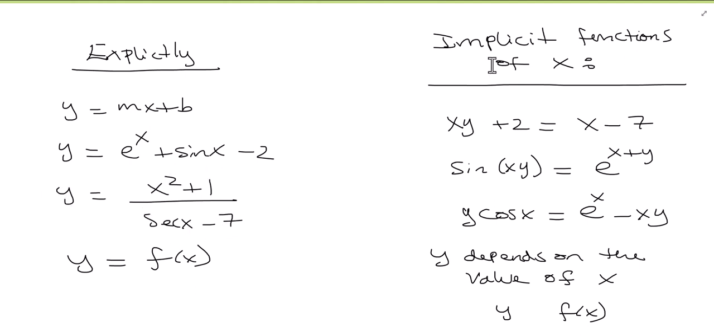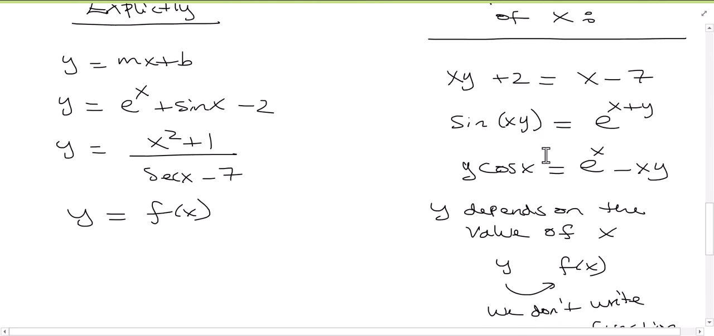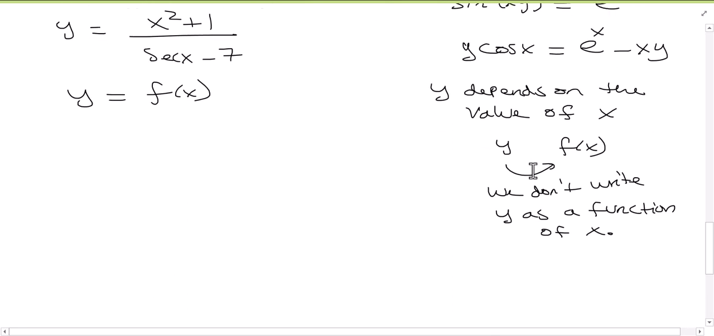But here, when things are implicitly functions of x, so I know y depends on x, but how do I find dy dx for these functions? Right? Especially notice the second and the third. I can't really solve for y. And so how do I still find the rate of change? As x changes, how does y change? So that's where implicit differentiation comes in.